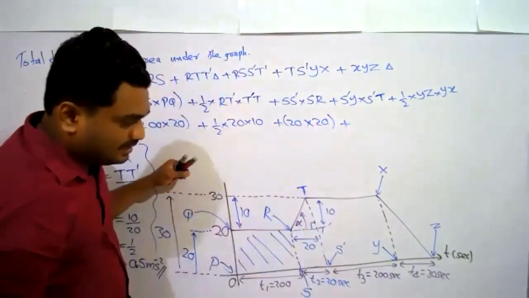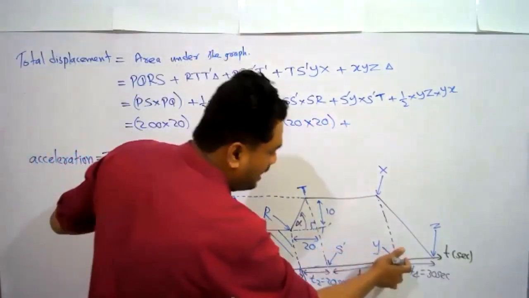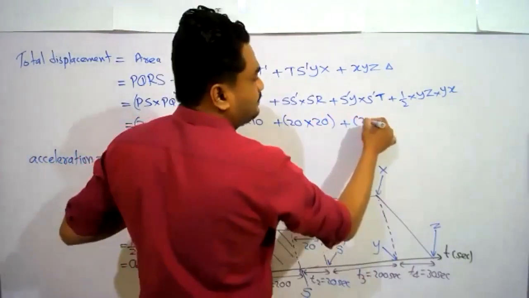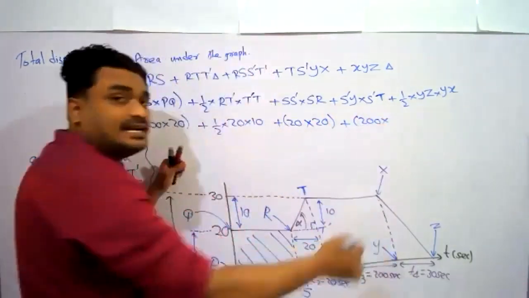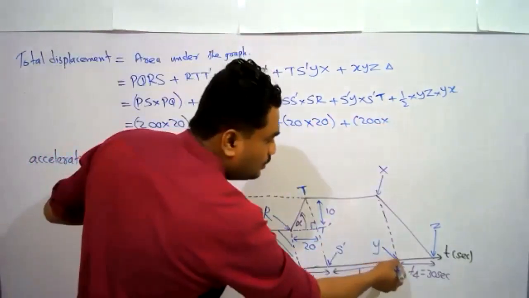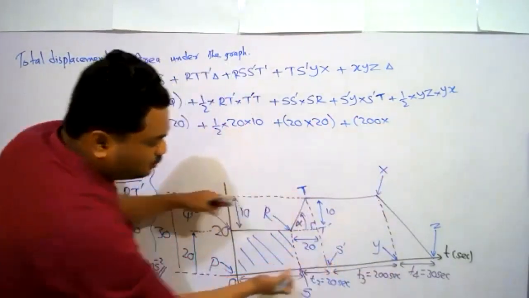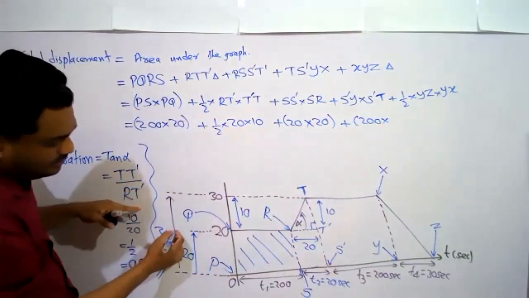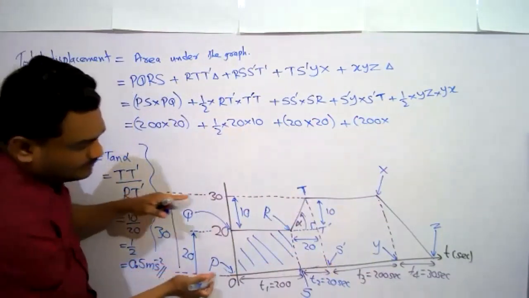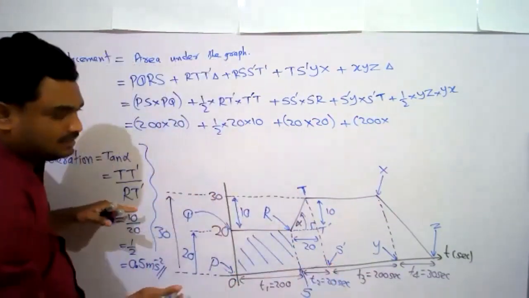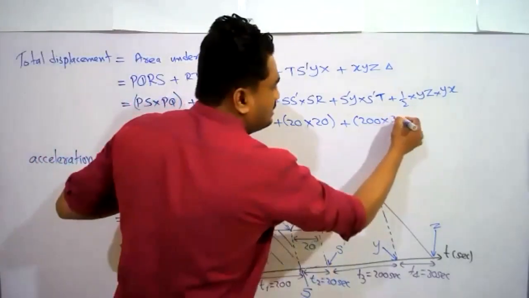Plus S dash Y, that is 200, into YX. YX is S dash T, and S dash T is 30. This is 30, you see. So S dash T is 30.